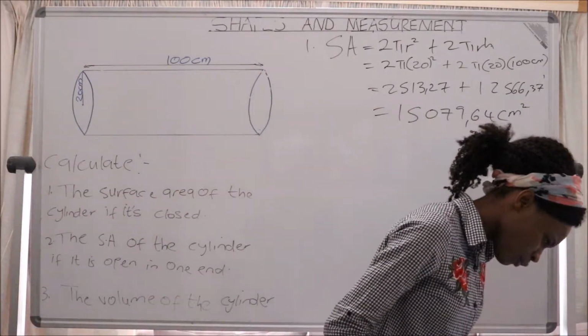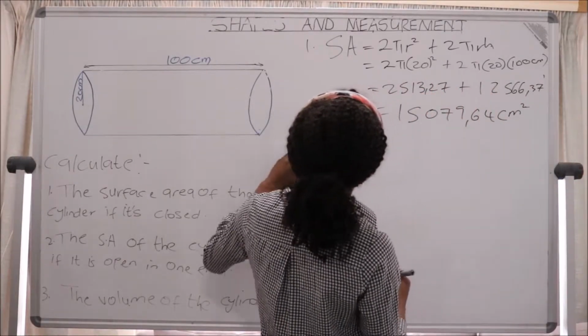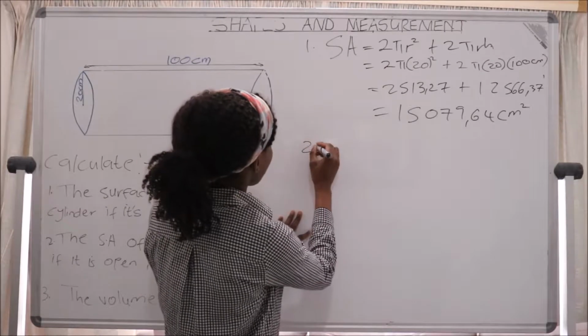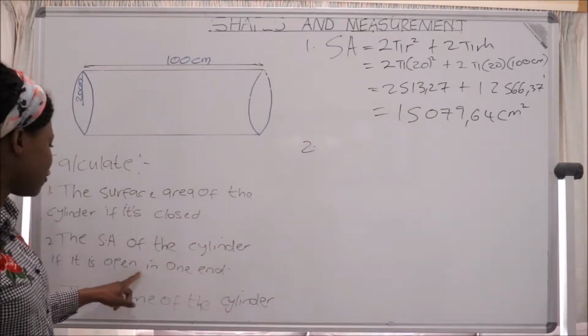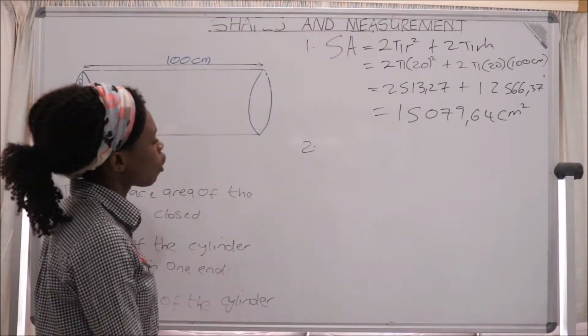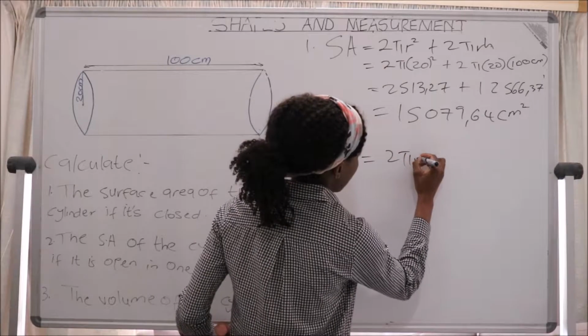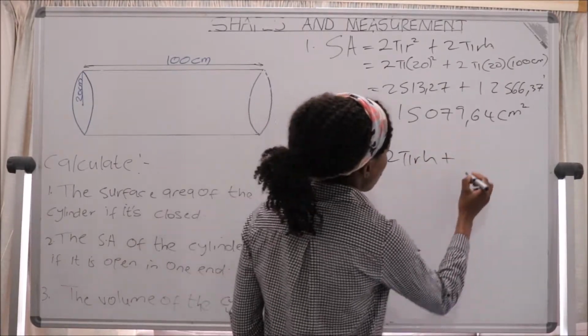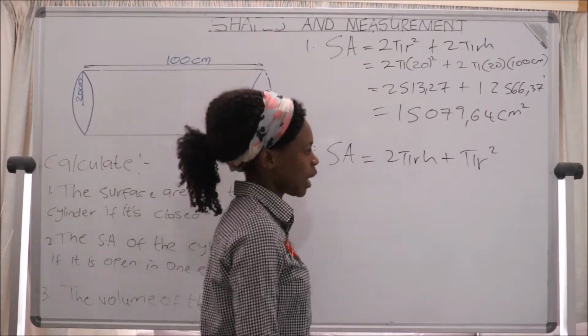So then moving on, it will give us the second question, which is to calculate the surface area of the cylinder if it is open in one end. So if it's open in one end, we're gonna have a surface area equals to 2 pi rh plus only the area of one circle, which is pi r squared.